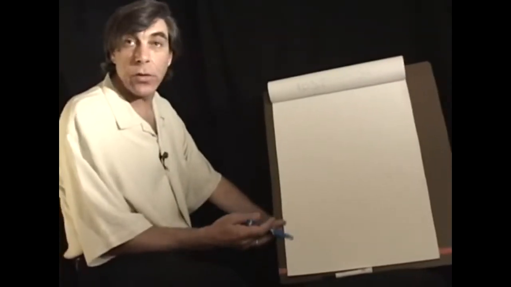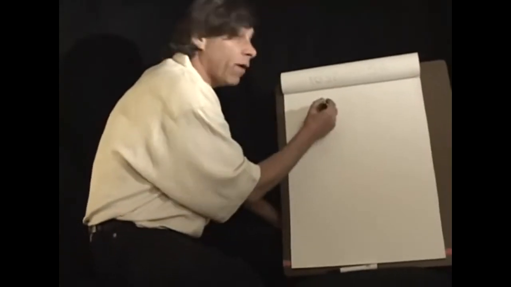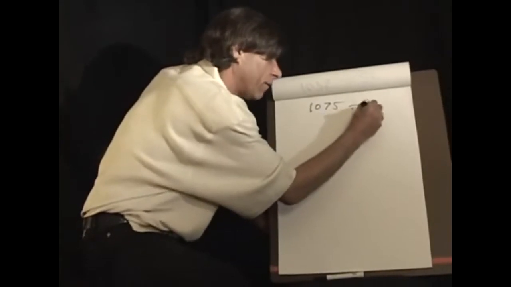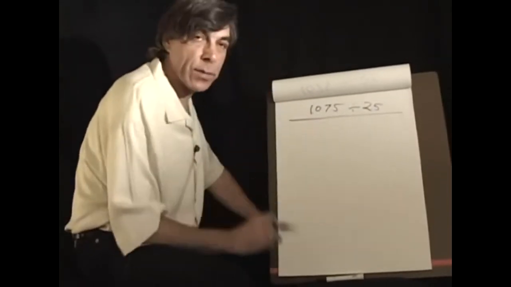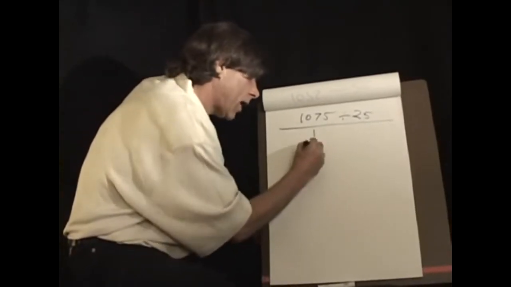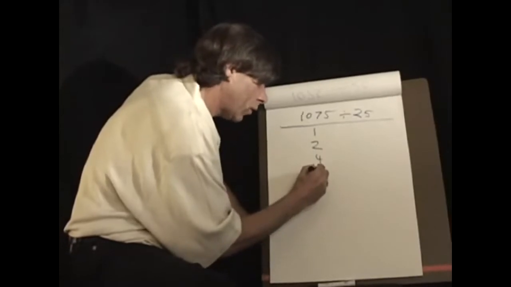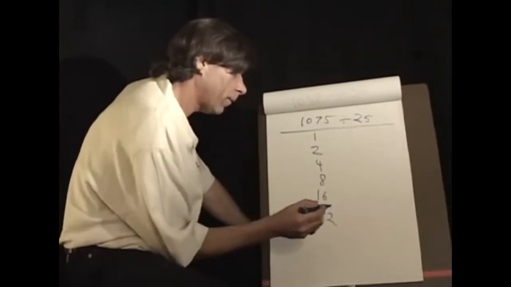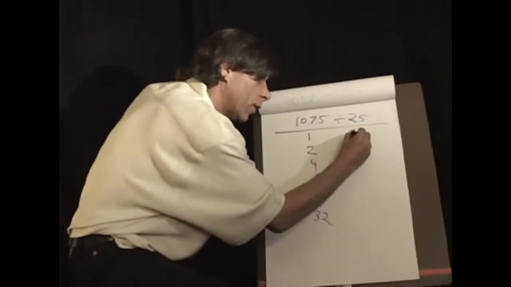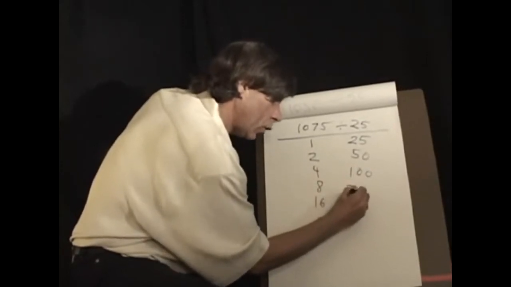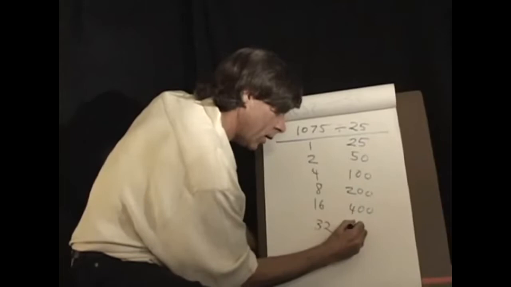Now, division in computers or in ancient Egypt is just the opposite of multiplication. It's the inversion. So let's say we wanted to divide 1075 by 25. Now, we don't want to use the multiplication table, nor do we want to use any kind of long division. And the way to do it is like this. Simply write out the powers of 2, 1, 2, 4, 8, 16, 32, and so forth. Here again, just the doubling of 25, 50, double that, 100, 200, 400, 800.